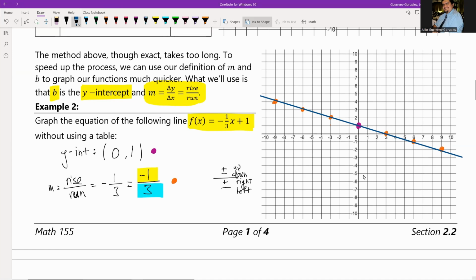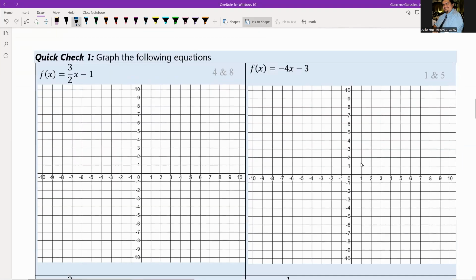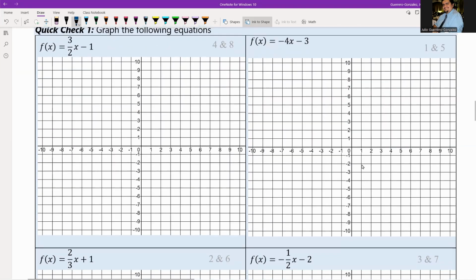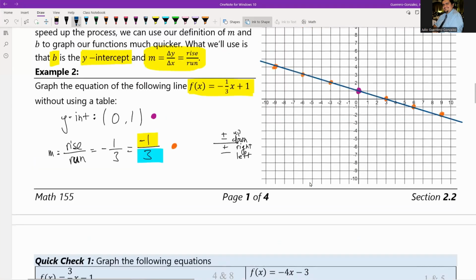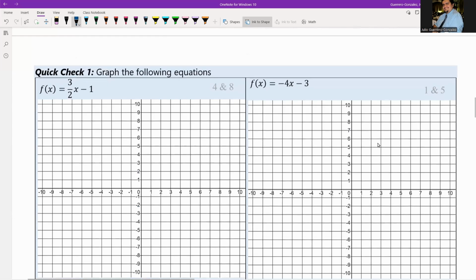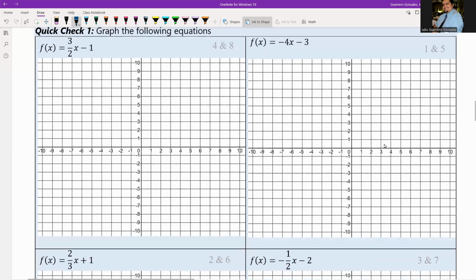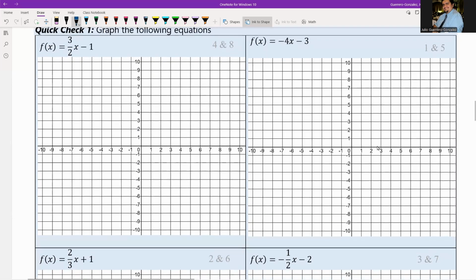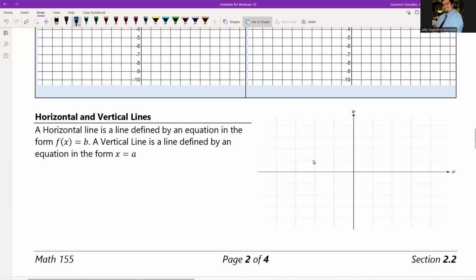Okay. So the next thing that's coming up is a quick check. I want everybody to graph these without using a table. Use the strategy that I used just right here. Okay. Should be simple. You can, as always, verify the answers for these using Desmos, and I encourage it. Please, please do. Okay, moving on.